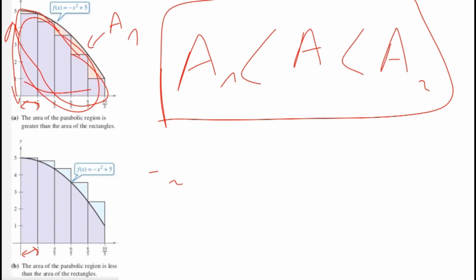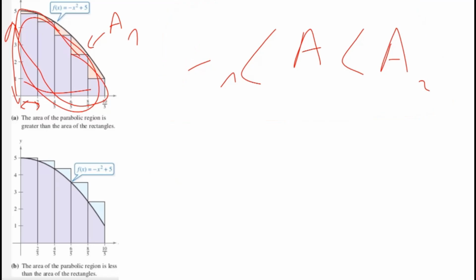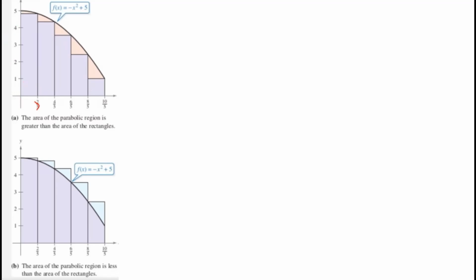So just to start with, let's try to find how to write this area here that we are looking for. In order to do that, we'll first need to know how many rectangles there are and what is the width of each rectangle. Let's say that we don't have these numbers here, and we only have the curve minus x squared plus 5. How can we find the area under that curve?